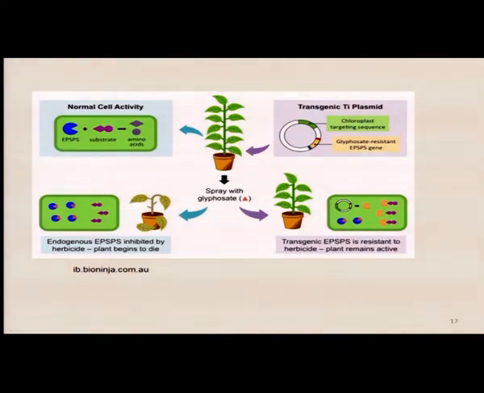You are spraying the plant with the herbicide. The plant's endogenous enzyme will become inactivated because of the spraying of the herbicide. But since the plant is transgenic, it has the glyphosate resistant enzyme supplied by the transgene. That is active. So the GM plant will survive, whereas the weeds or the other crops which do not contain the transgene will die because of the spraying of the herbicide.